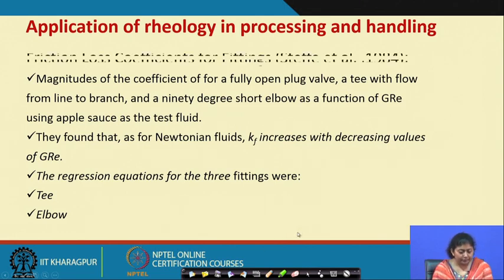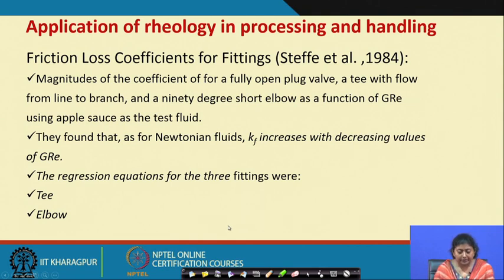So, the magnitude of the coefficient for a fully open plug valve, a T with flow from line to the branch, because when we add a T joint, that is bypassing one line from the main flow line, so a branch is being created, and a 90° short elbow, as a function of generalized Reynolds number. It has been tested on apple sauce to calculate the friction loss coefficient for fittings. As I said, based on different Reynolds number or different fluid, all these coefficient values will change.